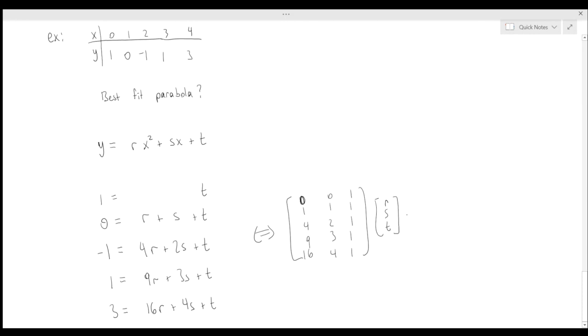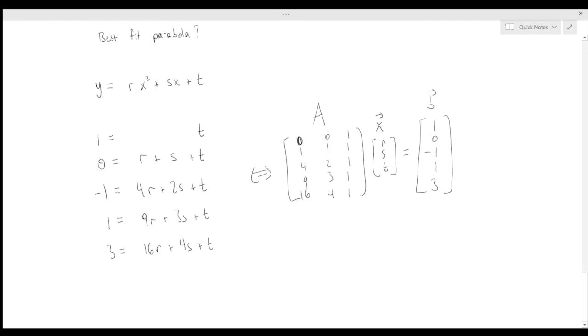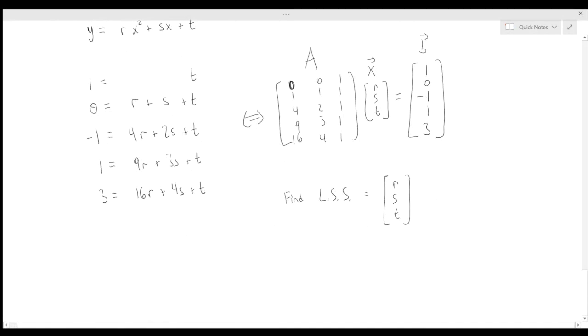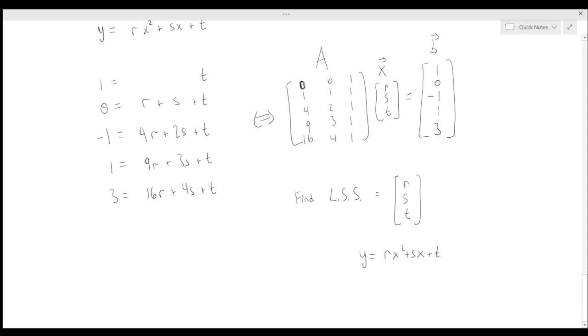Now, if all of your points happen to lie on a parabola, then this system of equations would have a solution. But if your data points do not lie on a parabola, then this system of equations will not have a solution. In which case, what you could do is find the least squares solution. And whatever solutions you find for the least squares solution, you would then use that to write out the equation of the parabola that would best fit your data points, okay?